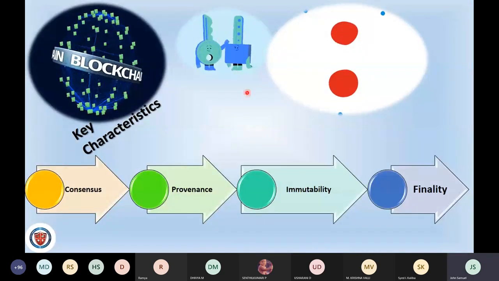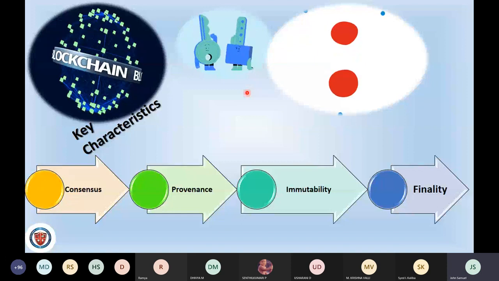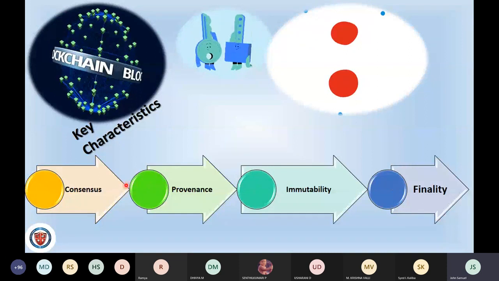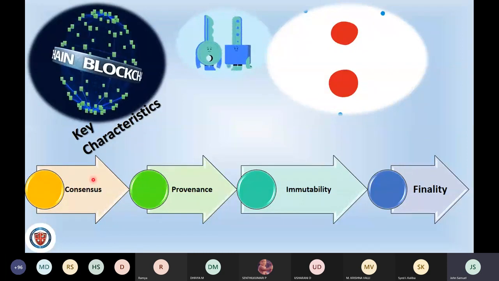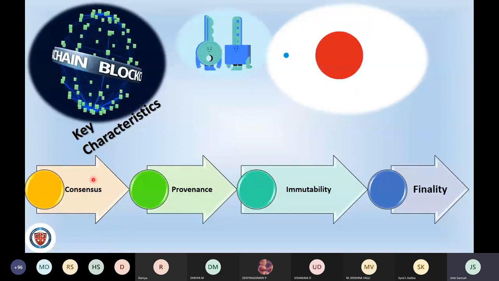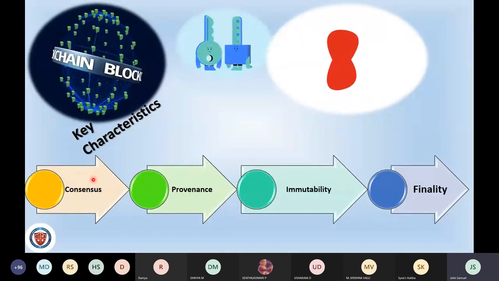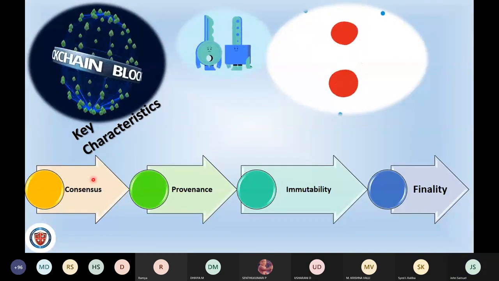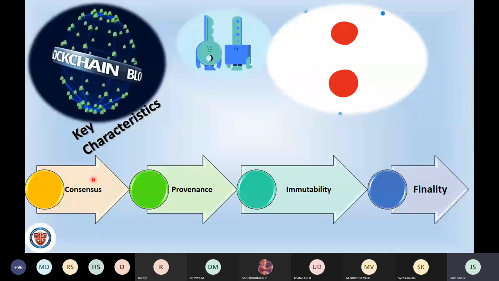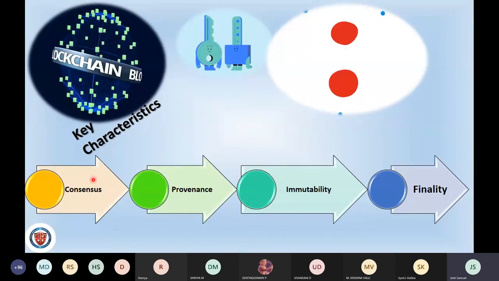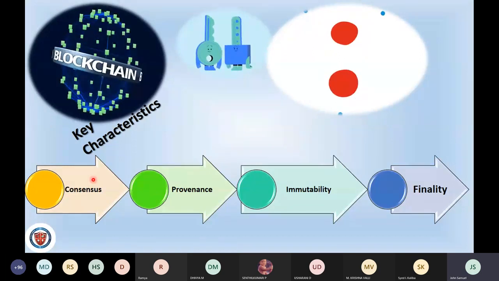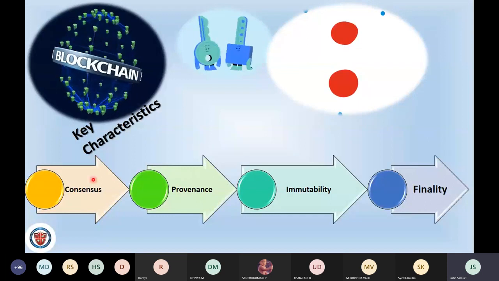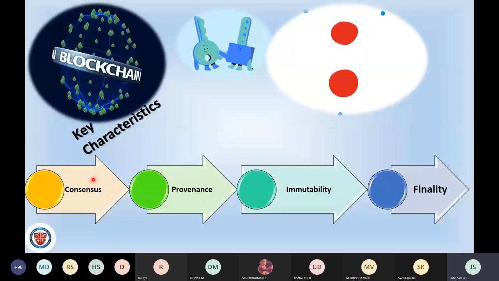Actually, why I am extending this research to blockchain is that it has four key characteristics: consensus, provenance, immutability, and finality. Consensus means every party in the blockchain, which is executed in a distributed manner, should accept some smart contracts. They agree and come together based on that smart contract, and based on it only they work. They will not change those contracts or disobey them, so consensus will be maintained.